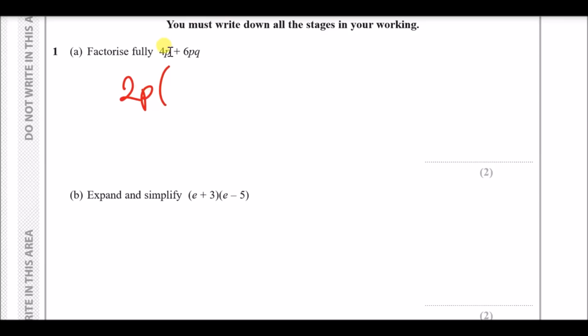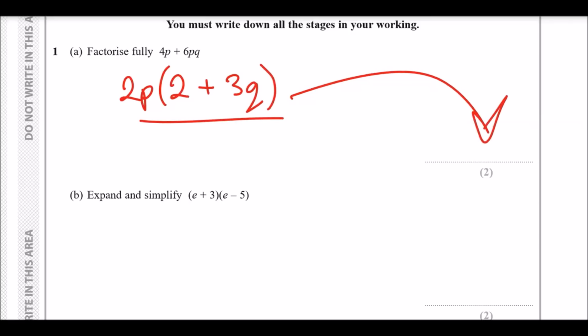So if you took out 2p from 4p, to make 4p you need to multiply 2p by 2. To get 6pq, you took out 2, so you need to put 3 back in because 2 times 3 is 6. You took out p, so it's gone, and you're left with a q. And that's it. And all of this should go over here.